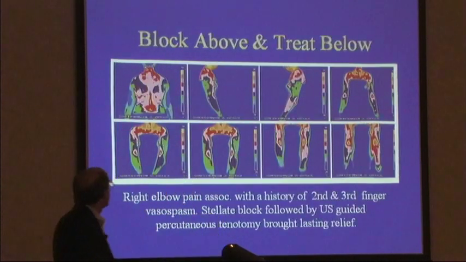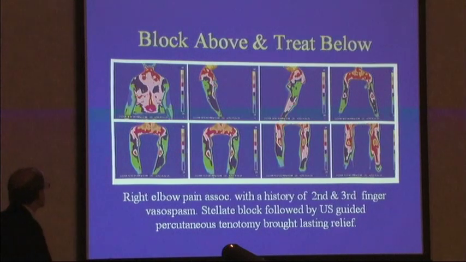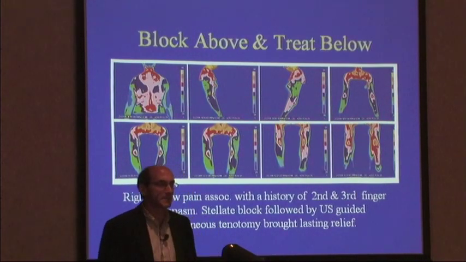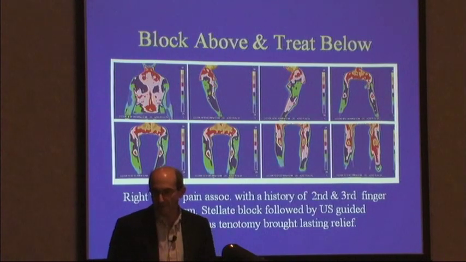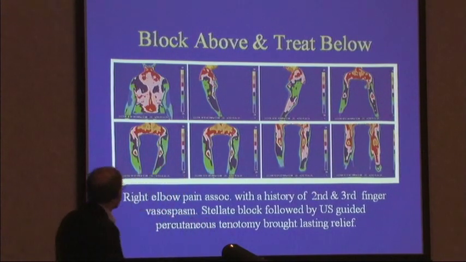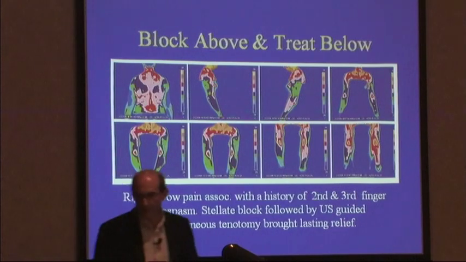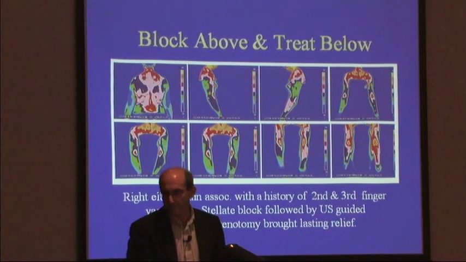We may block above and treat below. This is an individual who had right elbow pain and was considered for a tenotomy, was afraid to undergo the procedure, came to have seen me and told me that she had a prior history of Raynaud's. And in fact, we found that she had second and third prior history of vasospasm. We did the thermal imaging. We're able to do a stellate block and followed that with an ultrasound-guided percutaneous tenotomy and brought lasting relief.